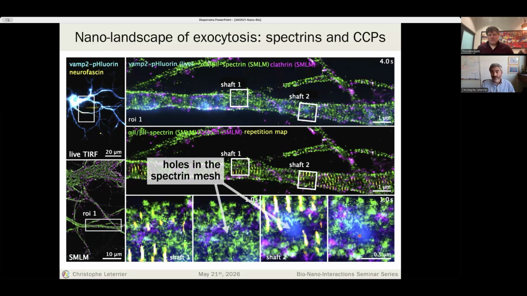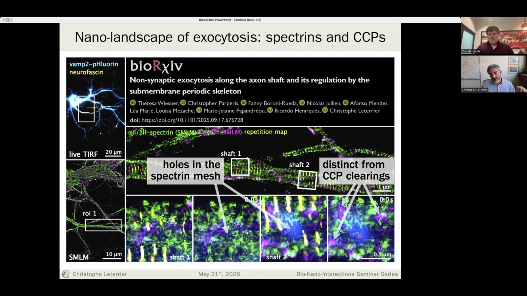We cannot really do platinum replica EM because we cannot do correlative live cell to PREM, because PREM is not efficient enough to target a given axon that we have looked at by live cell imaging. But we think that these are different structures, or holes that don't have clathrin coats. And you can see a lot more details about this in our recent preprint on bioRxiv.